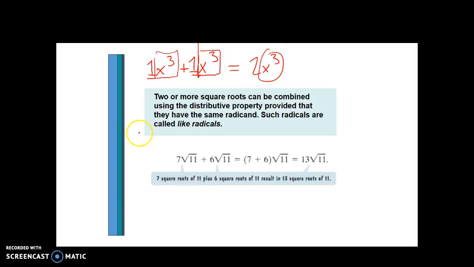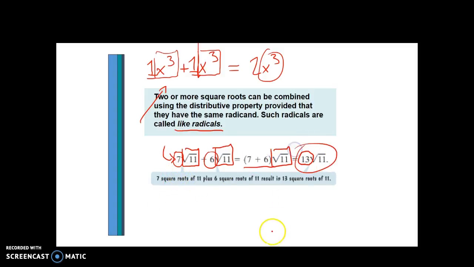The same idea applies to square roots. These are called like radicals or like roots. Let's take a look at our example here. We have 7 root 11 plus 6 root 11. Again, we have the same root here, so we can apply the same ideas we do when combining like terms. What we do is we simply add the coefficients, 7 plus 6, and that gives us 13, and then we just bring along that like root. So 7 root 11 plus 6 root 11, we can add them up and call that 13 root 11.